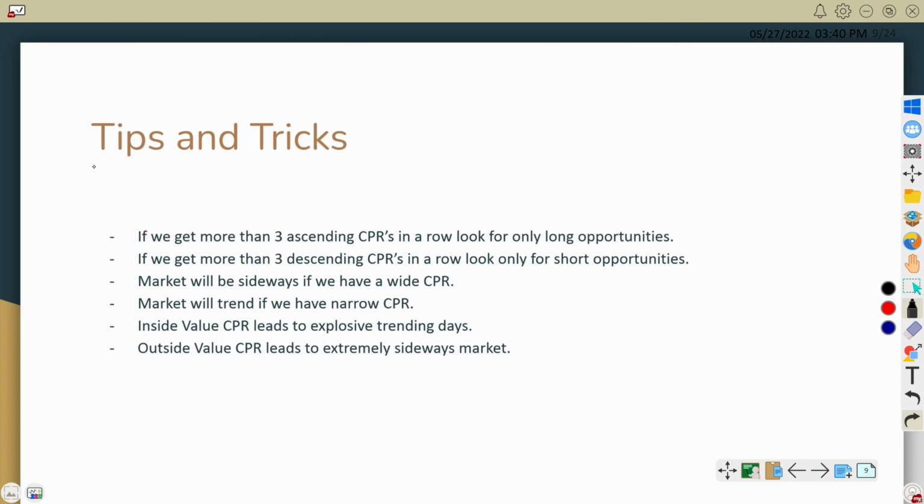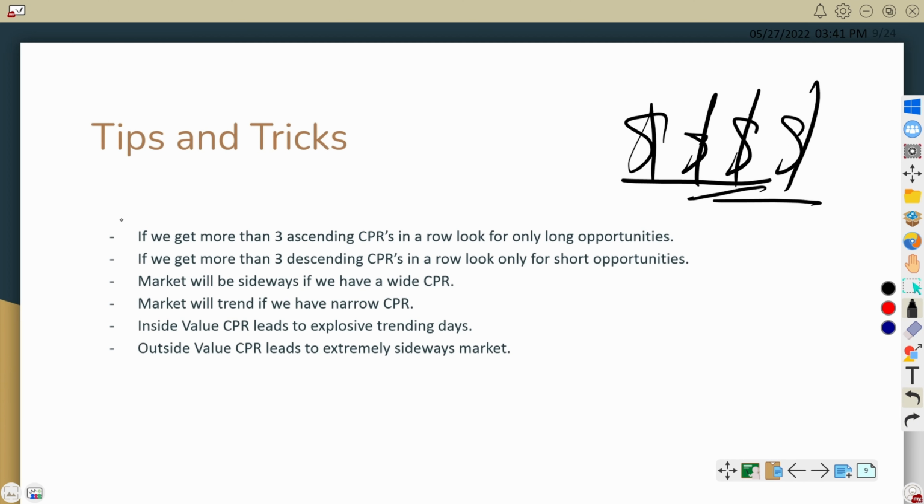So guys, you can take a screenshot for the tips and tricks. These are the tricks that you can follow. So ascending CPR, descending, wide CPR, narrow CPR, then inside value, outside value. These are a very good set of rules to follow. If you see this, this is where you can actually make good money in the market.